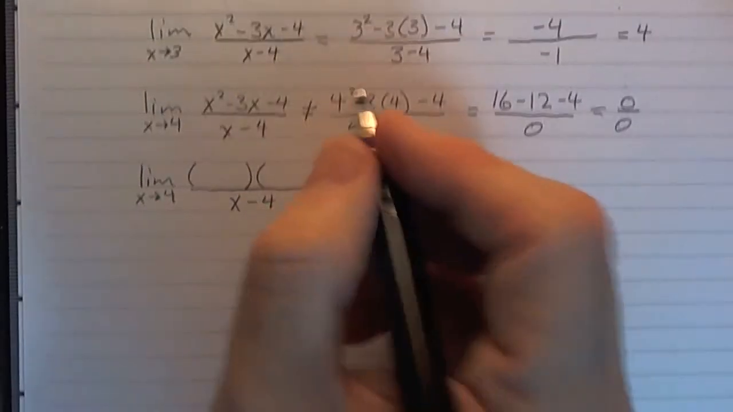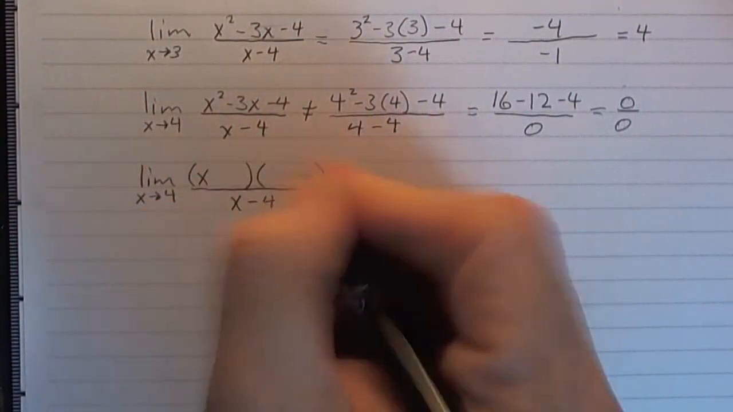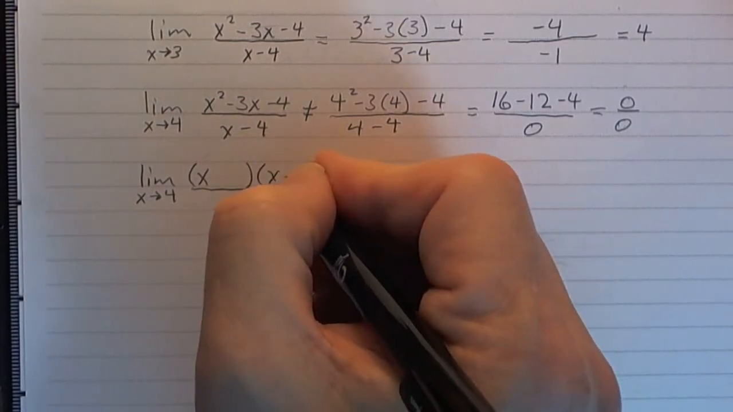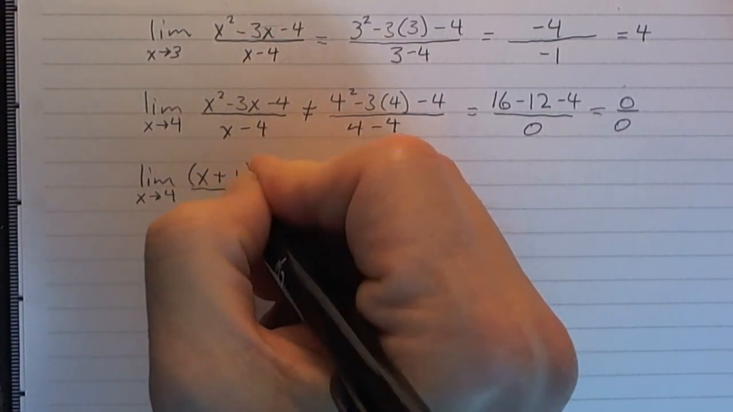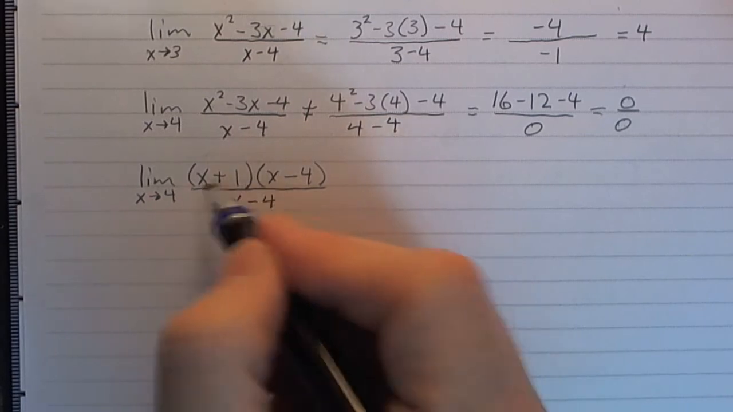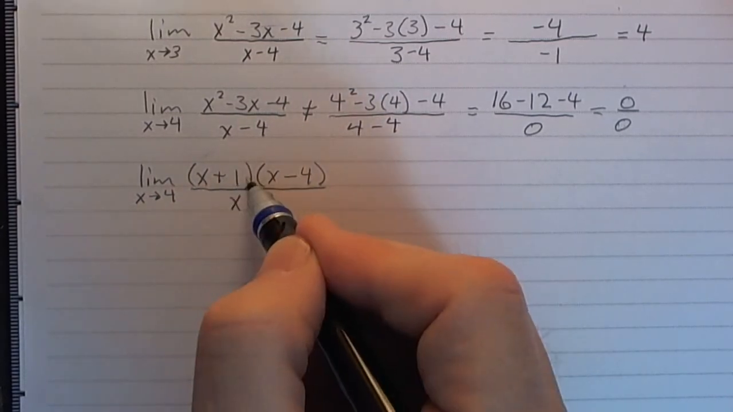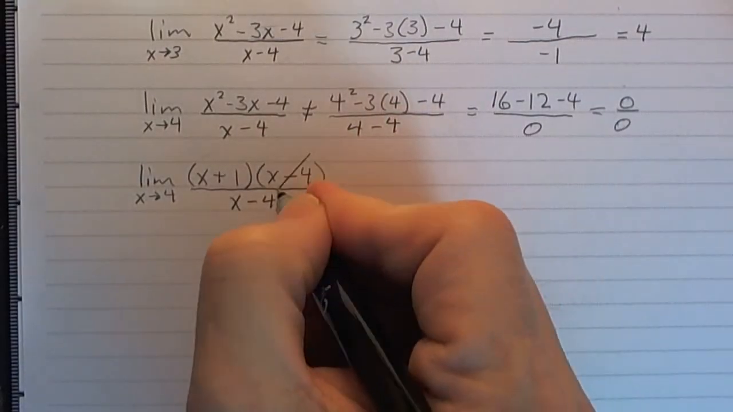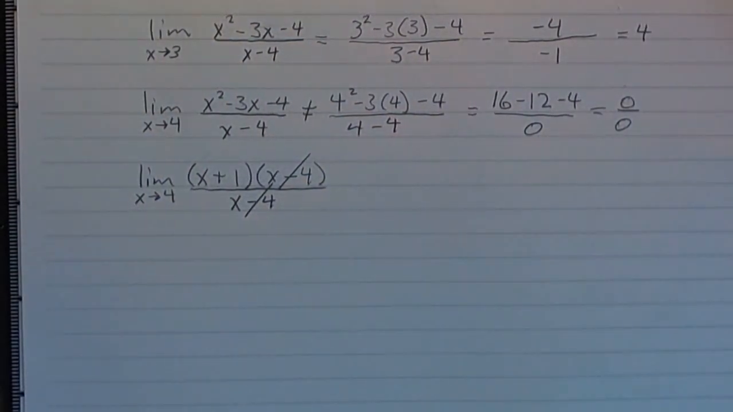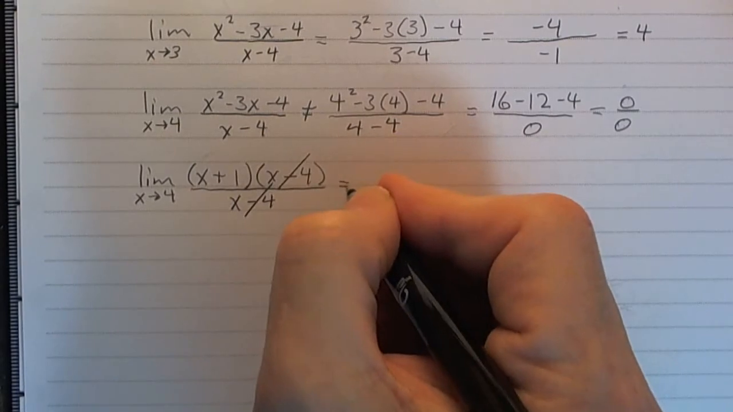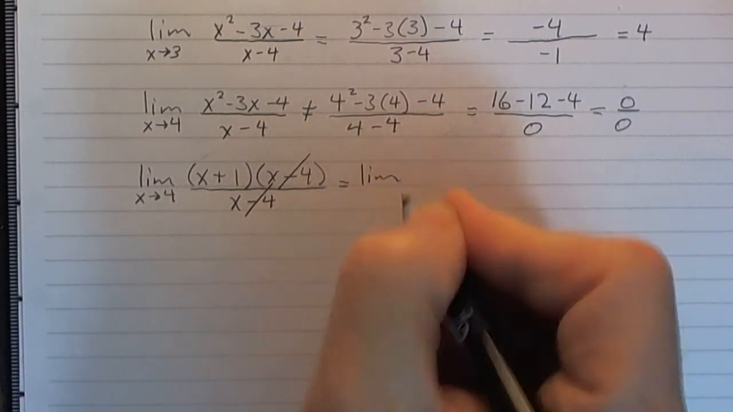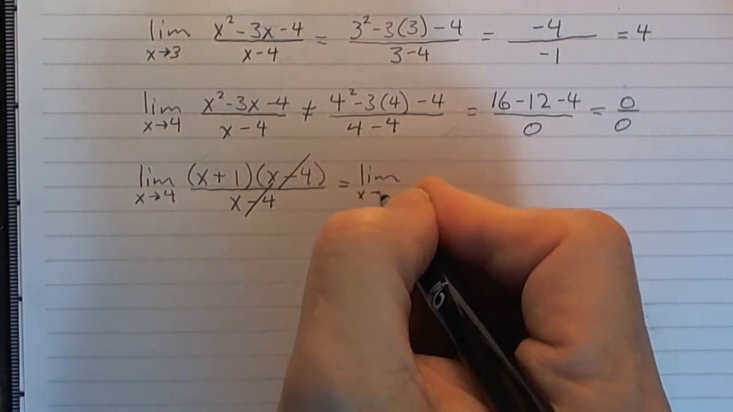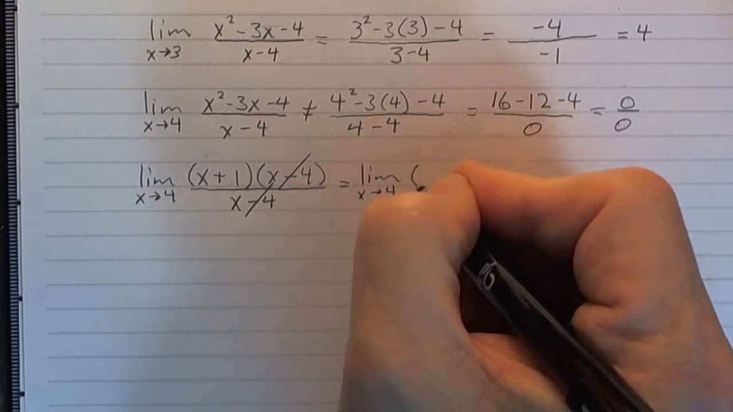So let's see what we can do up top. This is going to be x minus 4 plus 1. Does that work? See, there's x squared, there's minus 4x plus 1x. Yeah, that works. Now, sure enough, look at this. These two things cancel. Those factors cancel. So here's the limit. The limit as x goes to 4 of x plus 1.